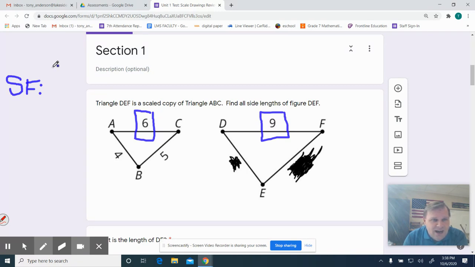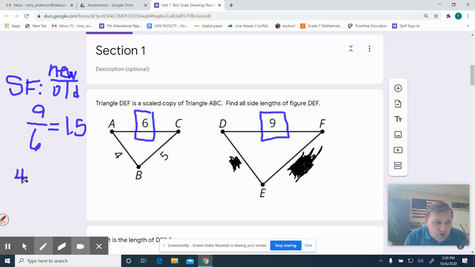So in order to do that, I want to divide the new by the old, or the scale copy by the original. So if that's the case, I'm going to divide 9 by 6. And when I divide that, that gives me 1.5. So I'm going to multiply these other two distances by the scale factor. So I have 4 times 1.5, which gives me 6.